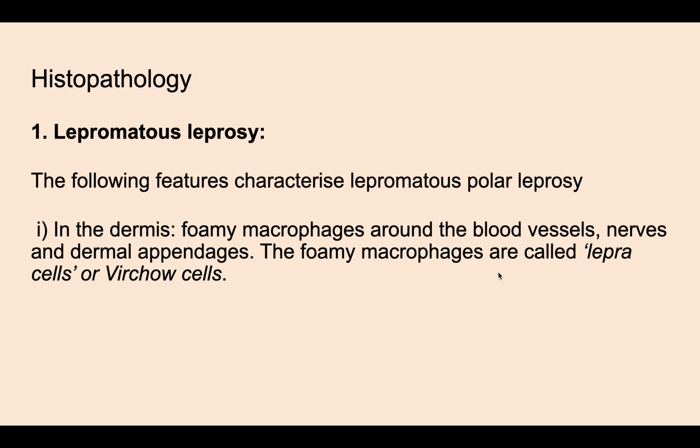Now, a very important part when we are discussing pathology, that is histopathology. So histopathology will differ between lepromatous leprosy and tuberculoid leprosy. Firstly, in lepromatous leprosy we already understood that the amount of inflammatory cells, the reaction of the body, will be less. What will be more is the bacteria. So in lepromatous leprosy you will have foamy macrophages present around the blood vessels and nerves, and these are known as lepra cells or Virchow cells.